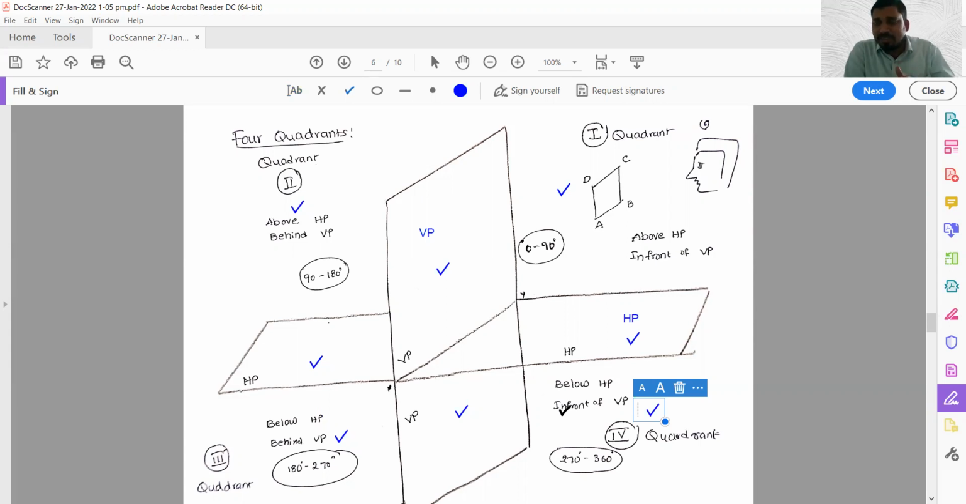Particularly in exams, you will be getting problems based on these positions in case of projection of points. So based on these positions, you have to identify where that point would be located, and what about that plane. Based on the position, you have to prepare the diagram. So please take care of this one.